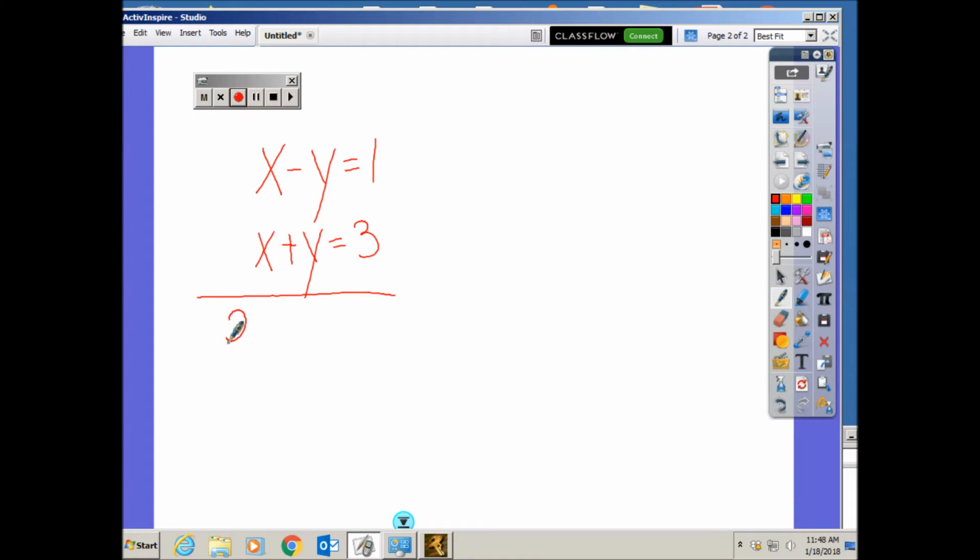x plus x is 2x. 1 plus 3 is 4. So if 2x equals 4, x equals 2. So my solution is going to be an ordered pair with an x value of 2. Now, I take that 2, and I'm going to plug that value into the first equation. The first equation was x minus y equals 1. So I'm going to take out the x, and I'm going to plug in 2.